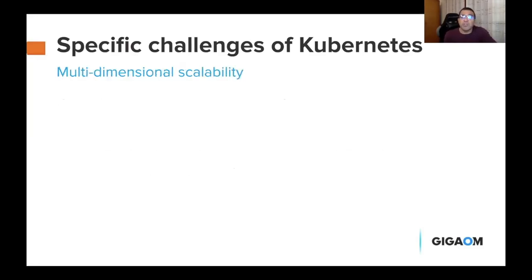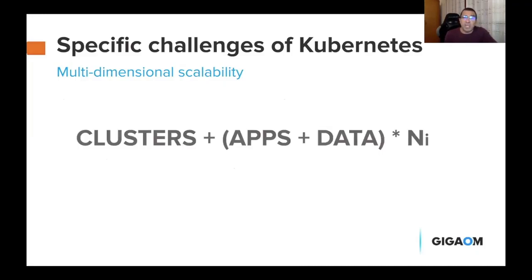Another specific challenge of Kubernetes that comes from the previous slides is that scalability is multidimensional. Of course, there is the single cluster to manage, and for each cluster you have application and data. The number of instances you have of this application and data and clusters, maybe the formula is not perfect, but actually you can understand what I want to say here. So there is a dimension that is the number of clusters you have to manage. There is another dimension that is the number of application and data that you have.